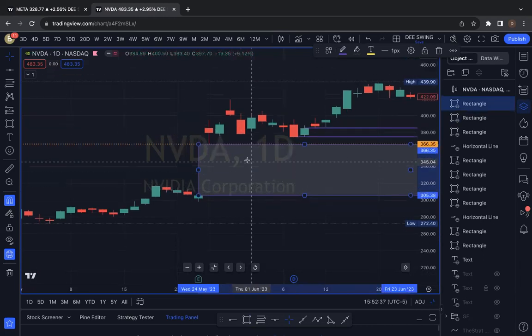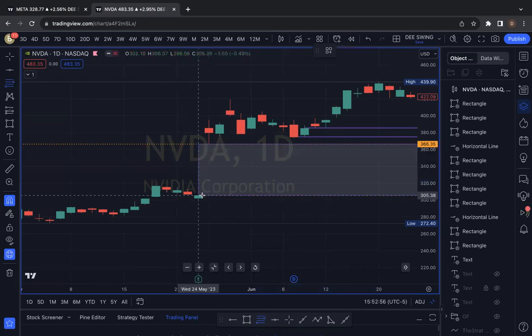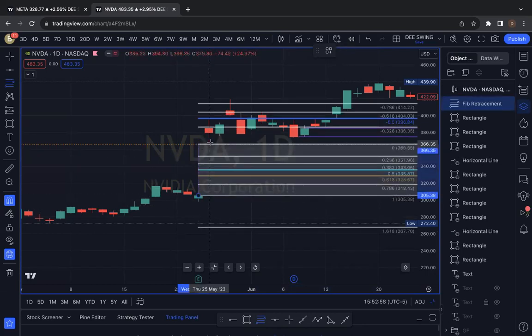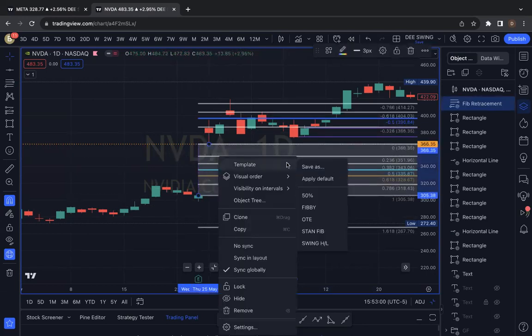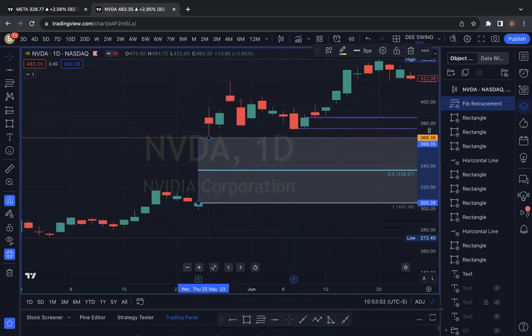When you have a gap this large, it is unlikely that it will get filled in one swoop. It'll usually take time. They'll usually chop away at it pretty slowly. So when you have a large gap such as this one, what you want to do is mark 50% of the gap. You could put your fib on it, and mark 50% of that gap.